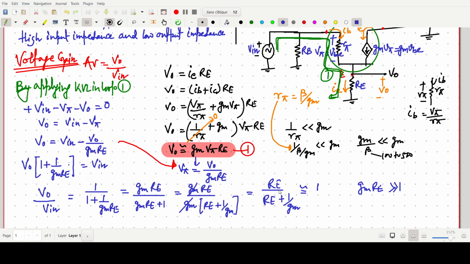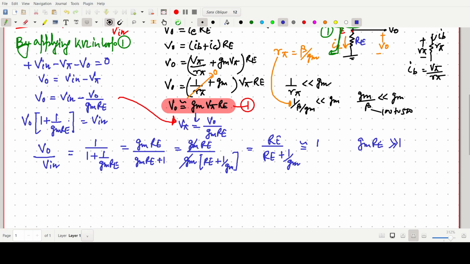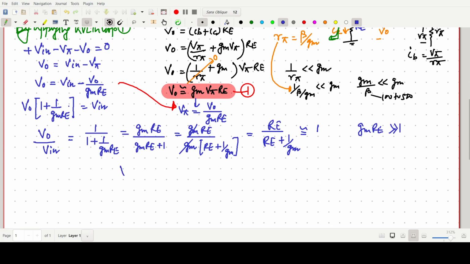So V naught by V in we can write as gm RE by (1 plus gm RE), which is equal to 1. This is a very important result, which is called our gain. This circuit is used as an emitter follower, because the output follows the input, since V naught is approximately equal to the input voltage.